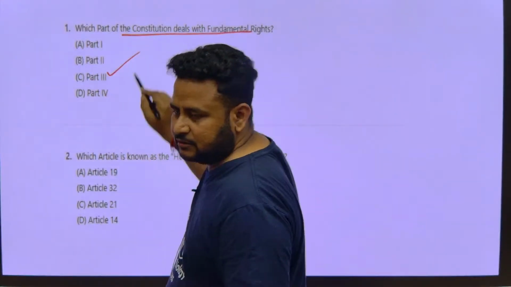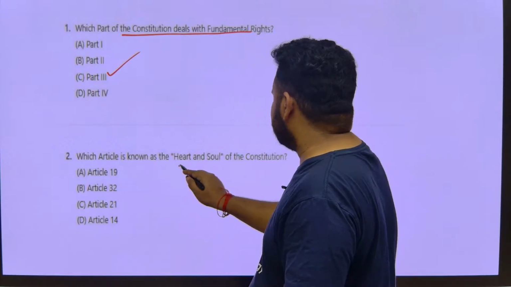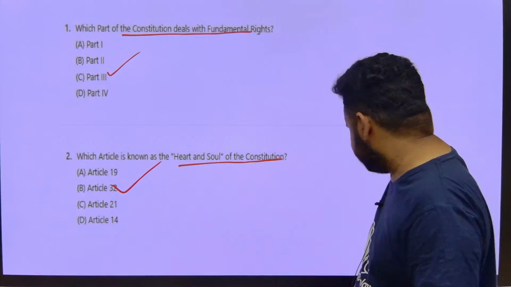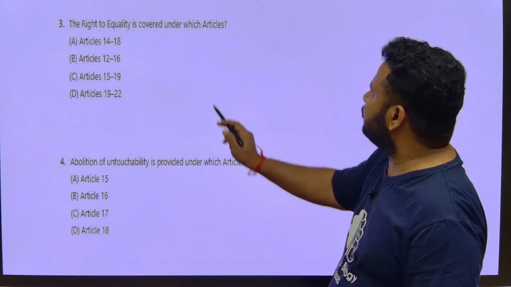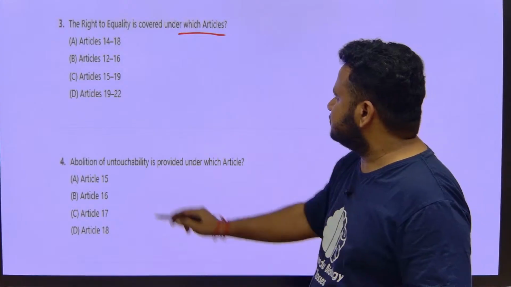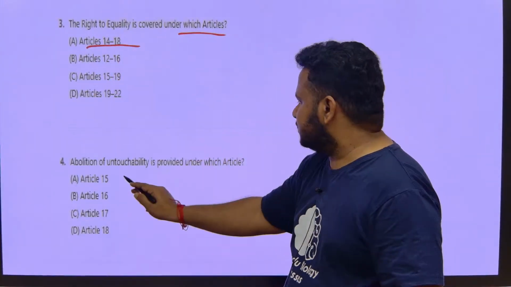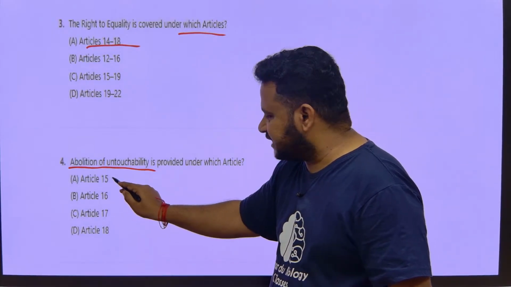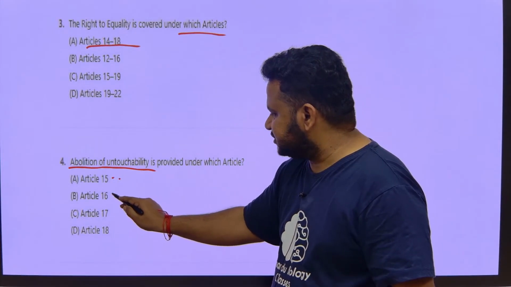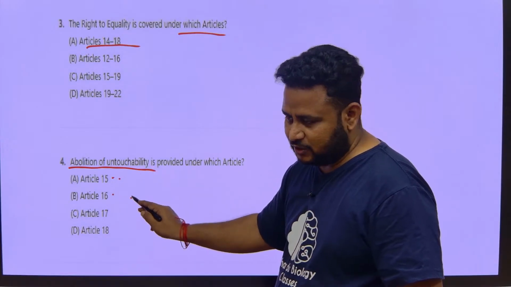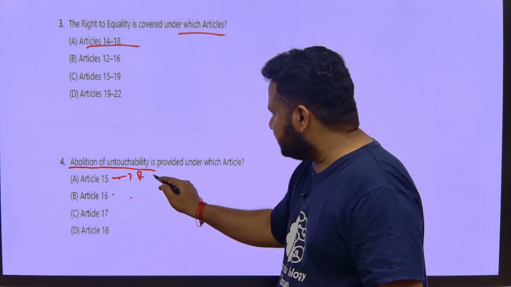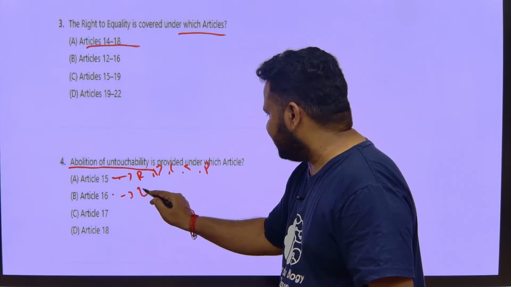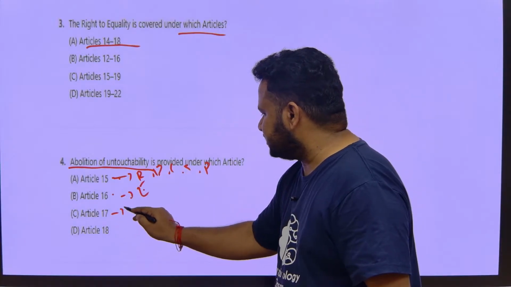Part 3. Now which article is known as the heart and soul of the constitution? Article 32, that is right to constitutional remedies. Next, right to equality is covered under which articles? 14 to 18. Abolition of untouchability is provided under which article? 15 is prohibition of discrimination. 16 is prohibition of discrimination in public employment. This is based on religion, race, caste, sex or place of birth, when it comes to employment. No, 17 is untouchability. So this is the right answer.